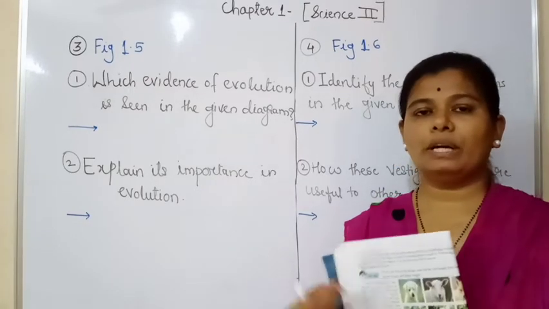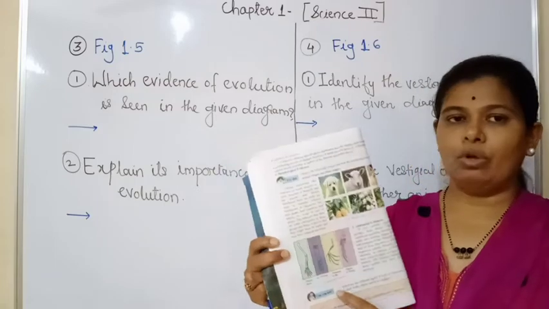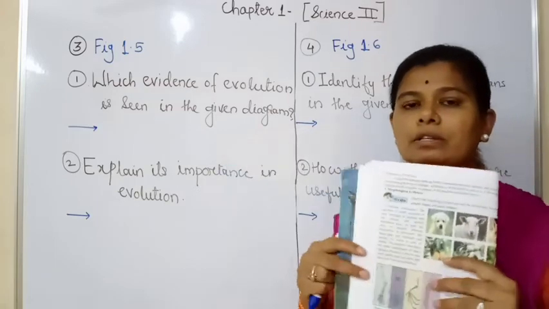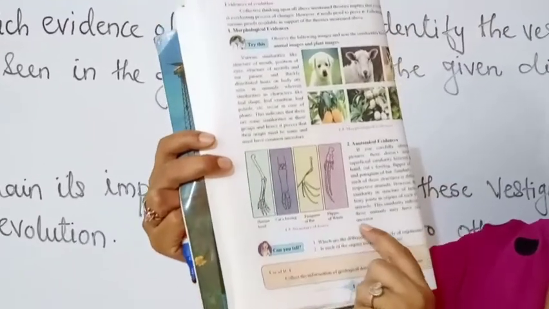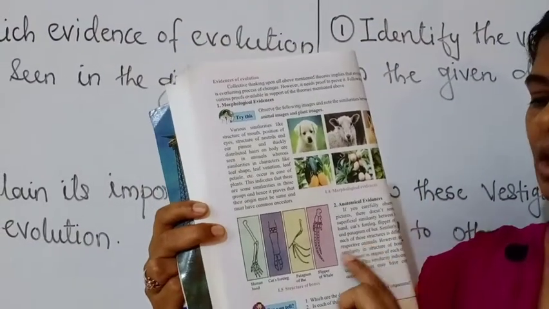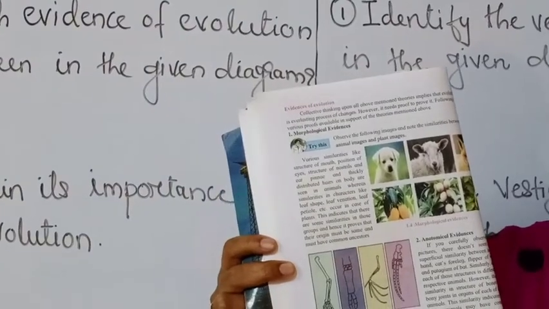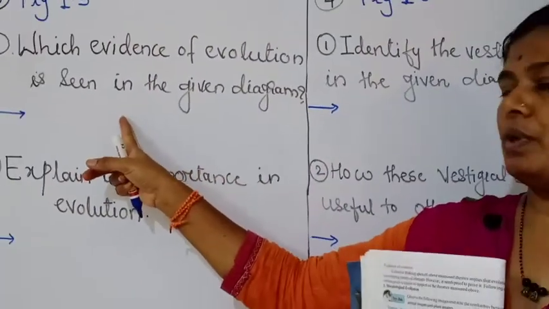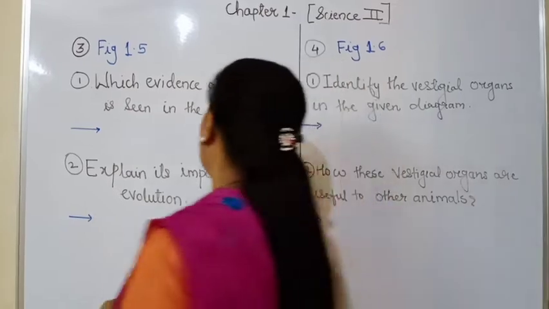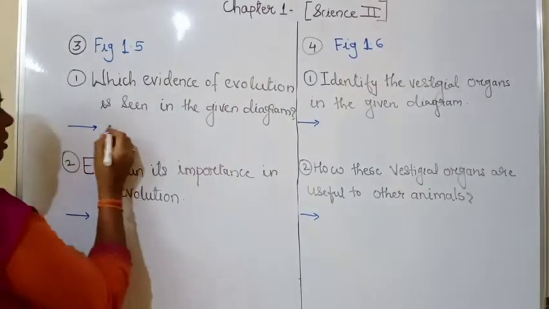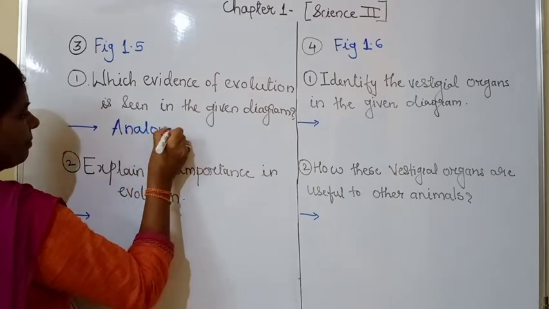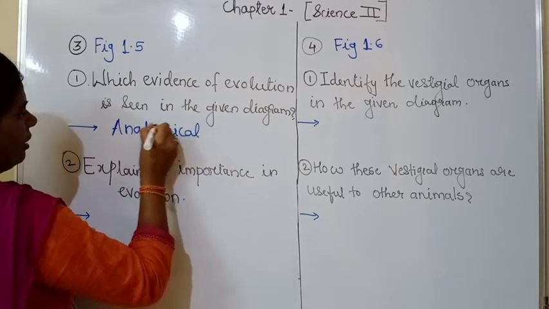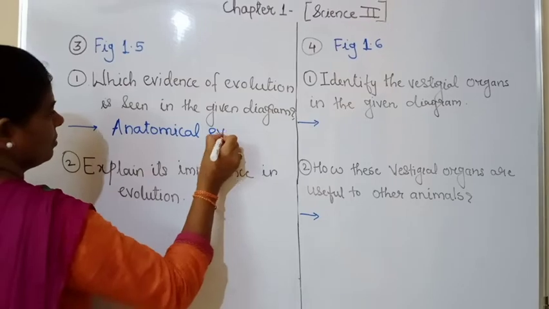As all of you know, it is the structure of bones. So which evidence is seen in this diagram? That is the anatomical evidence, which is related to the structure of bones. So for this first question, which evidence of evolution is seen? It is an anatomical evidence.